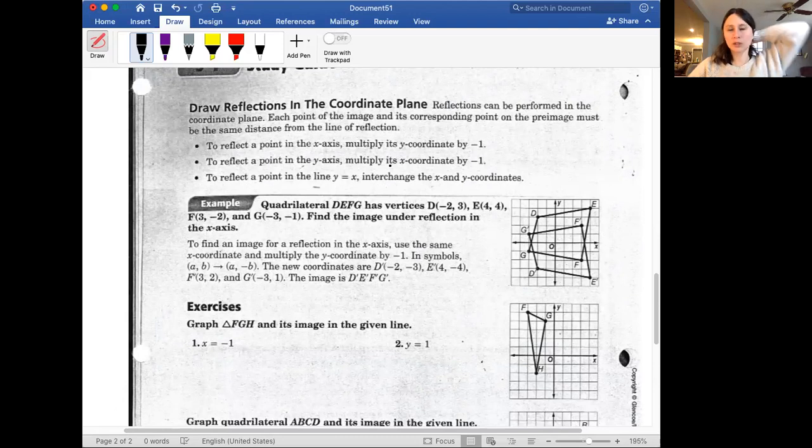When you're drawing a reflected image, same idea applies. You have to have a line of reflection because that's your mirror, right? Without a mirror, there's no reflection. So the big thing that we see here is you are going to be given the line of reflection, okay? And so let's take a few notes and just talk about this.